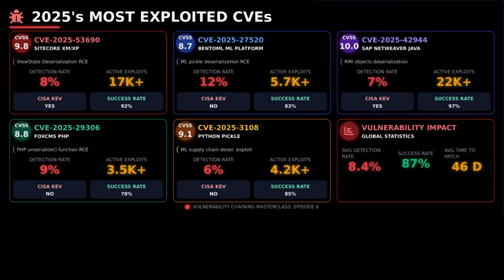These are the hot targets. 1. Sitecore ViewState. 2. BentoML platform using Pickle. 3. SAP NetWeaver with RMI objects. 4. Fox CMS with unsafe unserialize function. 5. Python Pickle in supply chains. Across them, success rates range from 78% to 87%. Average patch times, 46 days. That's nearly 2 months of open exposure.